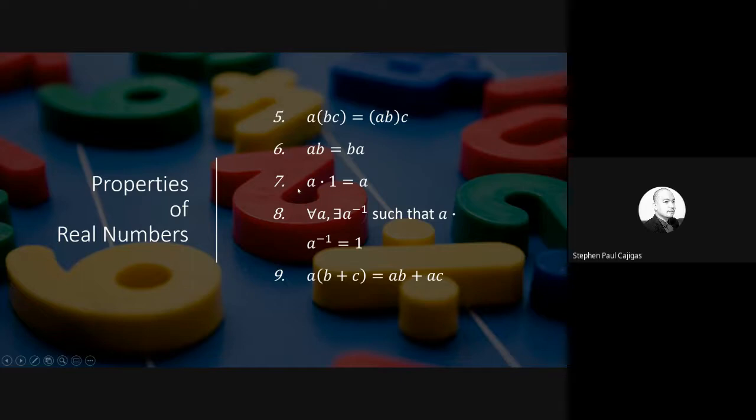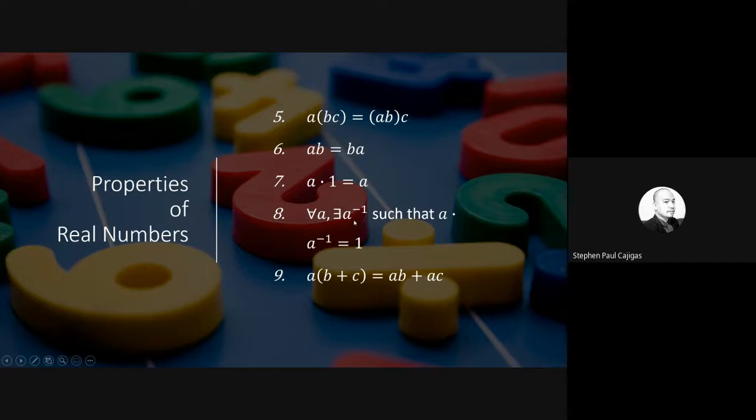Number 7, this is the existence of the identity element with respect to multiplication. So the identity element, of course, is 1 because if you multiply any real number by 1, then the result is the real number itself.